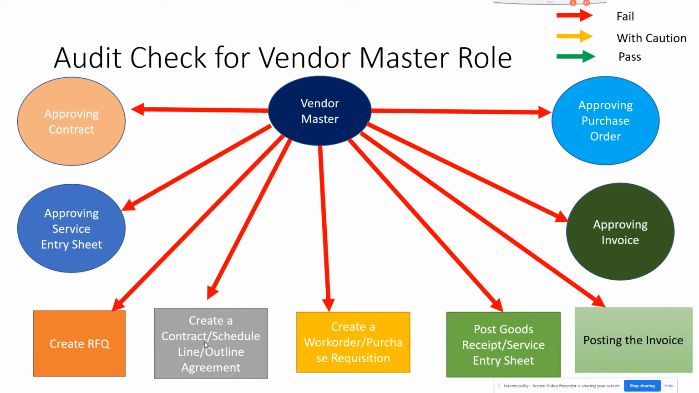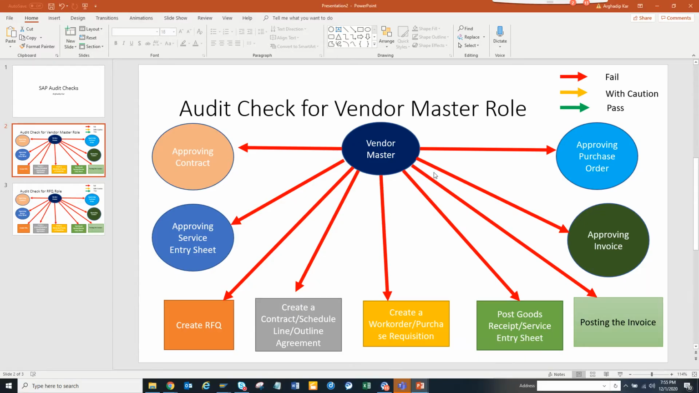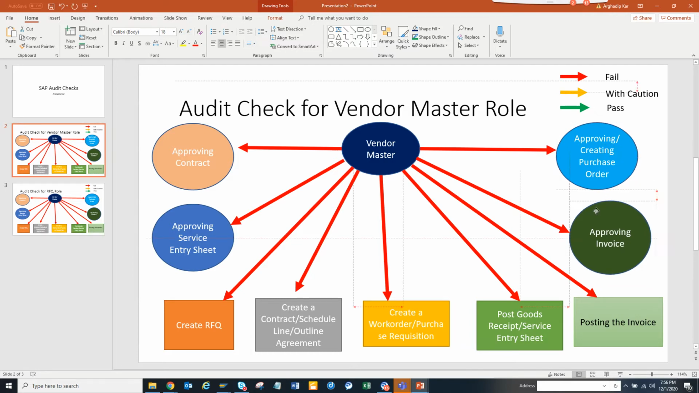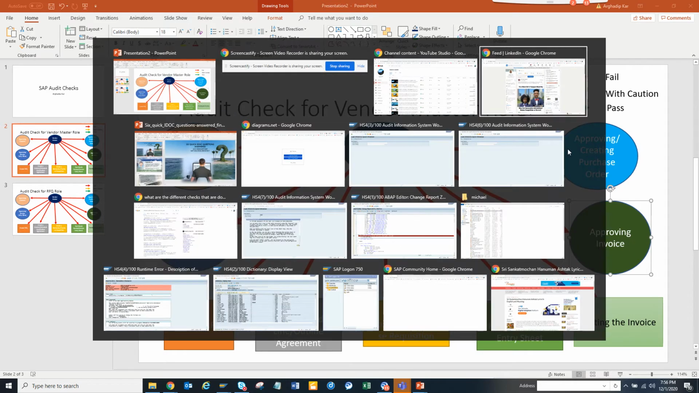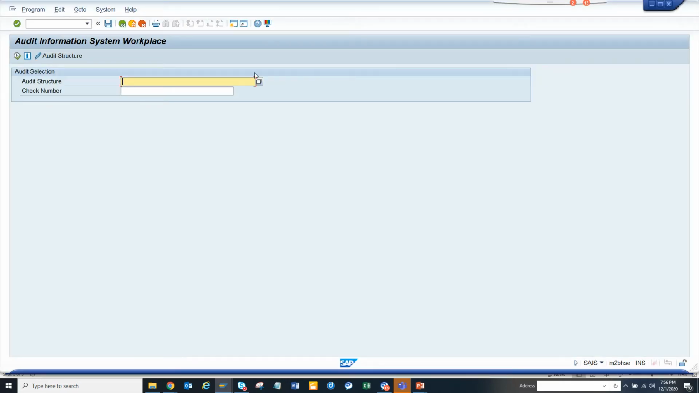Here I think I forgot the purchase order, but there would be another portion where you have purchase order. Let me change it here, approving, and I can put creating. So creating a purchase order. In this way you cannot do all this. So this is what I'm saying. Let's now go into the system and check what is there.